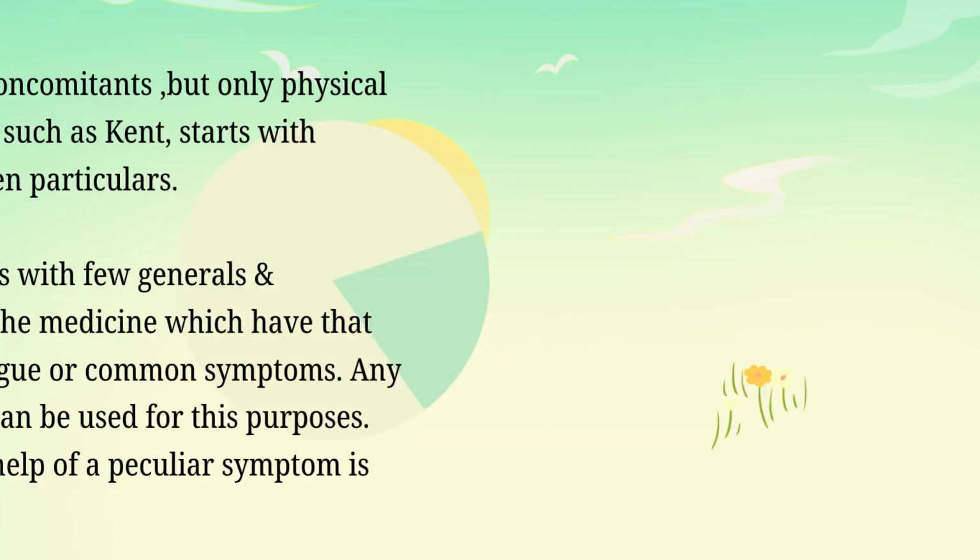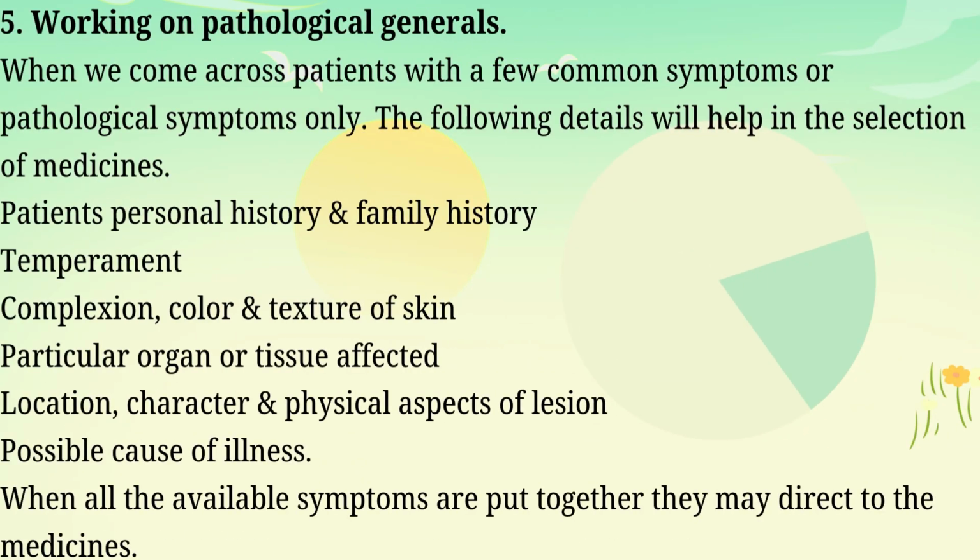5. Working on pathological generals. When we come across patients with a few common symptoms or pathological symptoms only, the following details will help in the selection of medicines: patient's personal history and family history; temperament, complexion, color and texture of skin; particular organ or tissue affected; location, character and physical aspects of lesion; possible cause of illness. When all the available symptoms are put together, they may direct to the medicines.